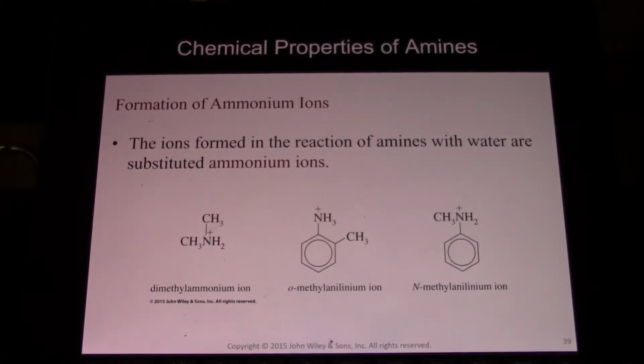Formation of ammonium ions. The ions formed in the reaction of amines with water are substituted ammonium ions. And an amine becomes ammonium when it grabs a proton. And all of a sudden the nitrogen has a positive charge, and that is an ammonium ion now.